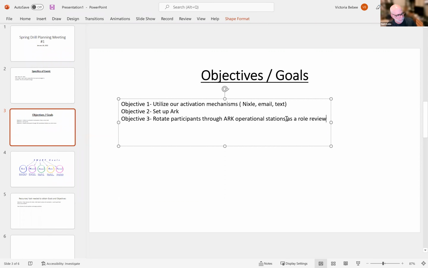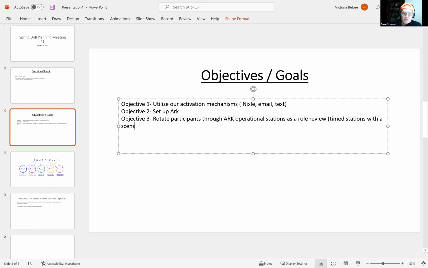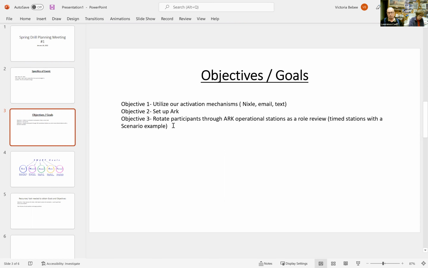That's what I'm proposing. At most, you want to have sort of a sample incident or two to explain what you're doing, but trying to actually run incidents through the thing, I don't think that's going to work. That's the fall drill, maybe. Yeah. Okay. So how does that look? Rotate participants through ARC operational stations as a role review, time stations with a scenario example.